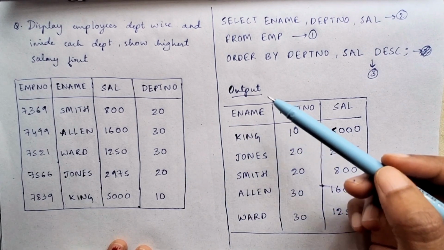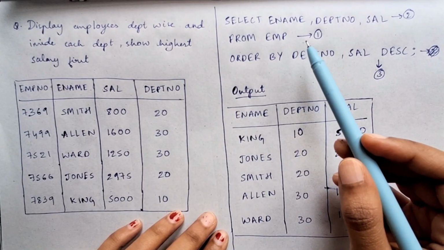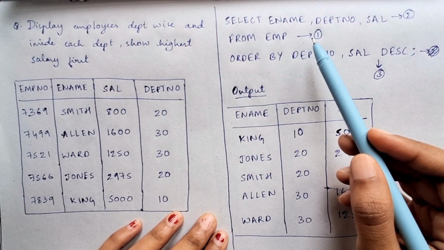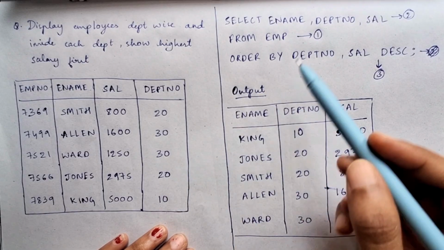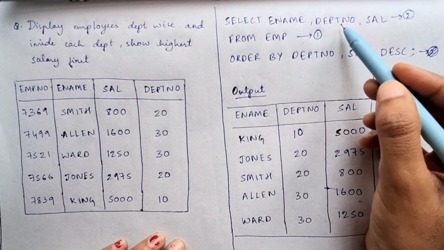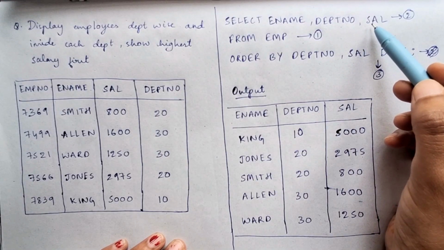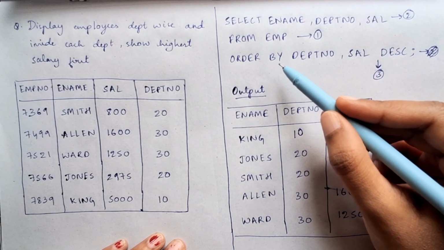Now we will understand how SQL processes this query. From clause executes first. SQL picks the EMP table from the database. Then select clause will execute. It selects ename, department number and salary columns. Next, order by clause will execute.